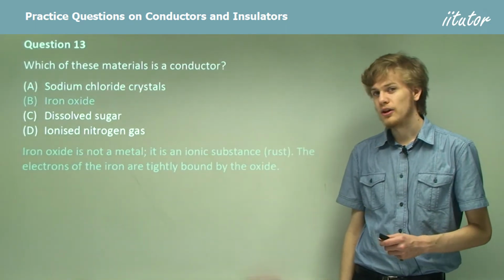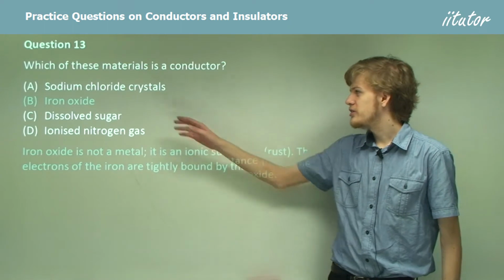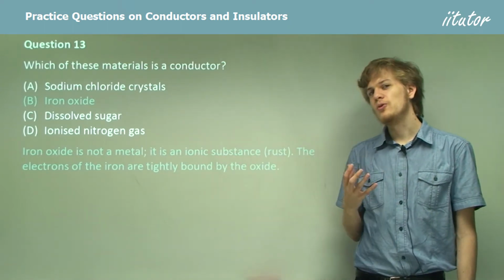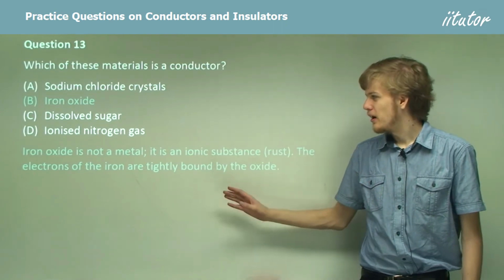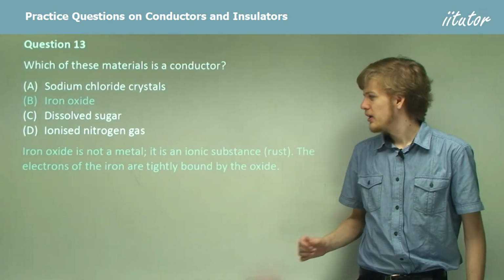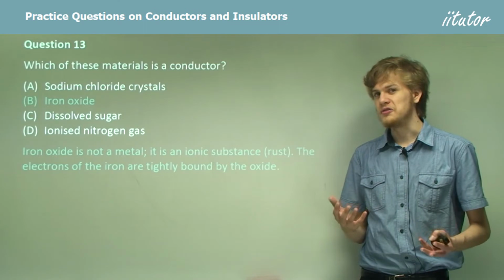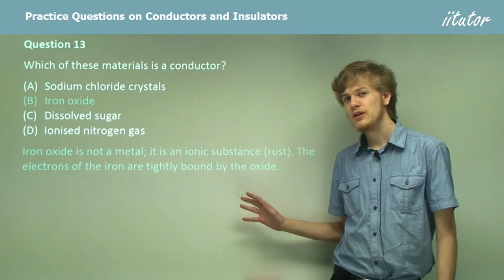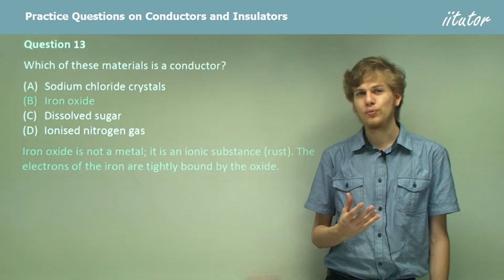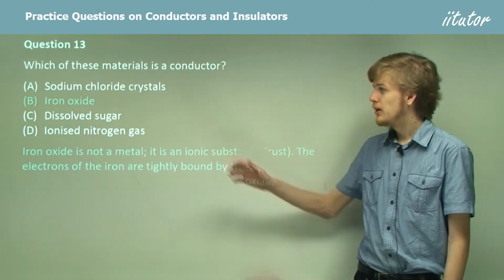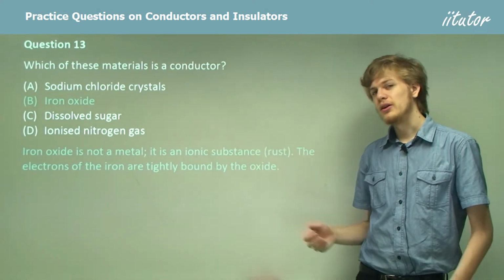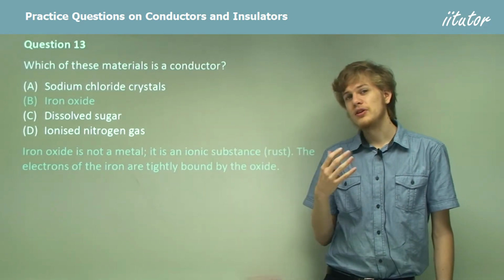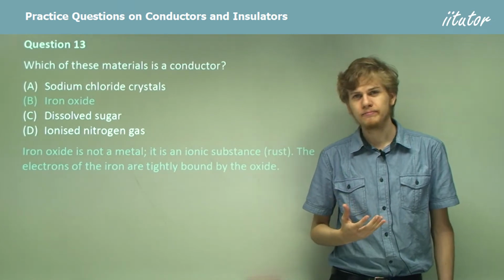B says iron oxide, which also looks promising because it contains iron, right? Well, I'm afraid that's not good enough for a conductor. Iron oxide is not a metal, it is an ionic substance called rust. The electrons of the iron are tightly bound by the oxides, and that means that they are not free to move through the compound. So iron oxide, though it contains a metal, also contains a non-metal, and this prevents the electrons from moving around freely.